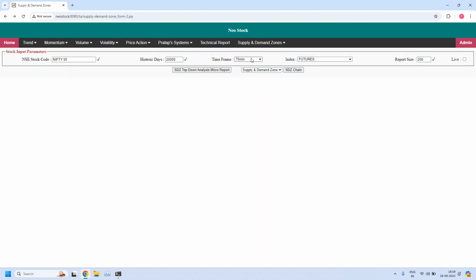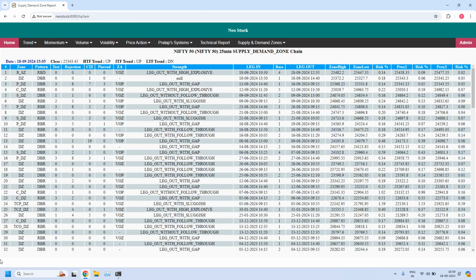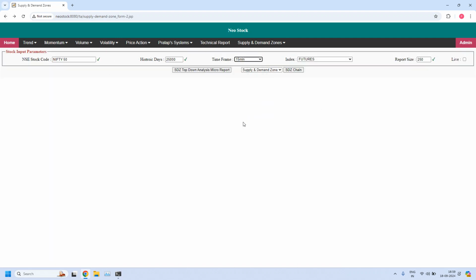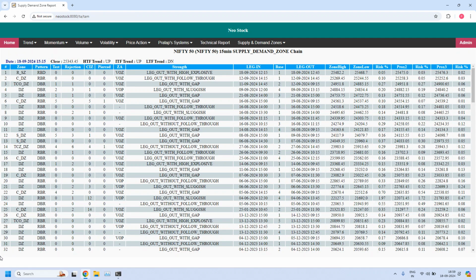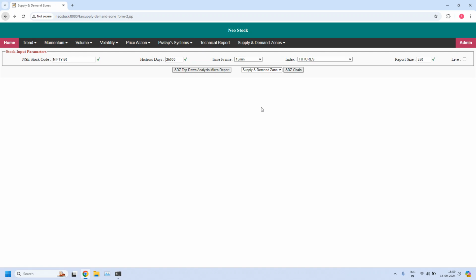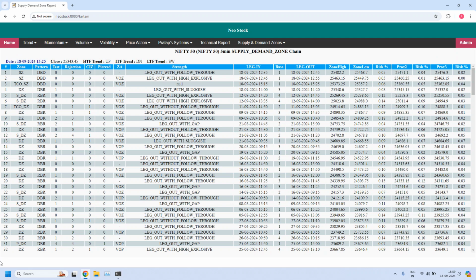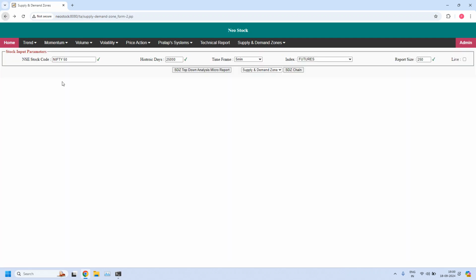Next time frame is 25 minutes. Generating 25 minute supply demand zone chain for Nifty. Next time frame is 15 minutes. I am generating 15 minute supply demand zone chain for Nifty. And the next time frame is 5 minutes. I am generating 5 minute supply demand zone chain for Nifty. So this is about Nifty supply demand zone chain. Next we will generate Bank Nifty.